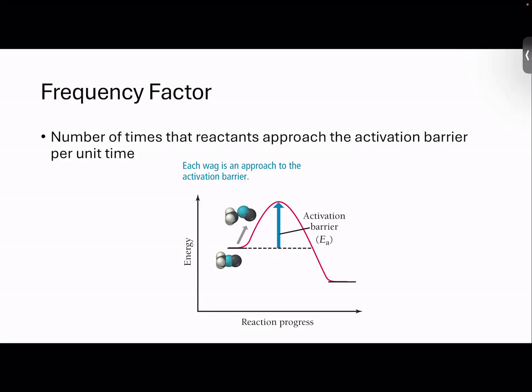So again, it's simply the number of times that reactants approach the top of the activation energy barrier. Not necessarily surmount it, but approach it. That is what A is. That is what the frequency factor is. It describes the number of times a molecule approaches the activation barrier.